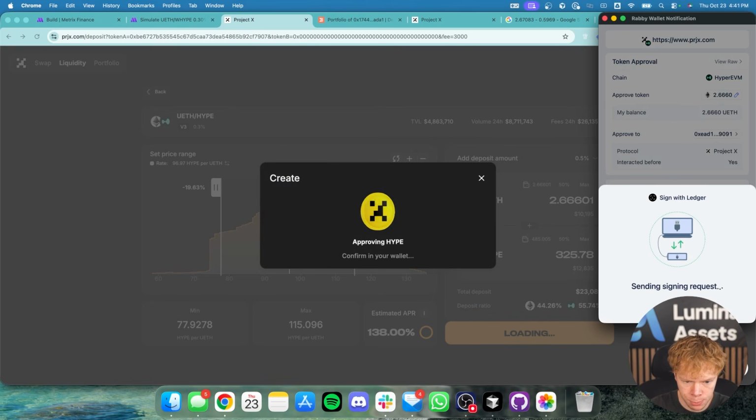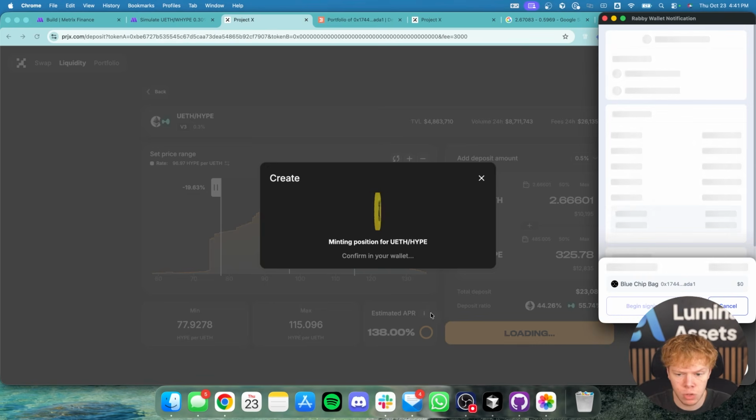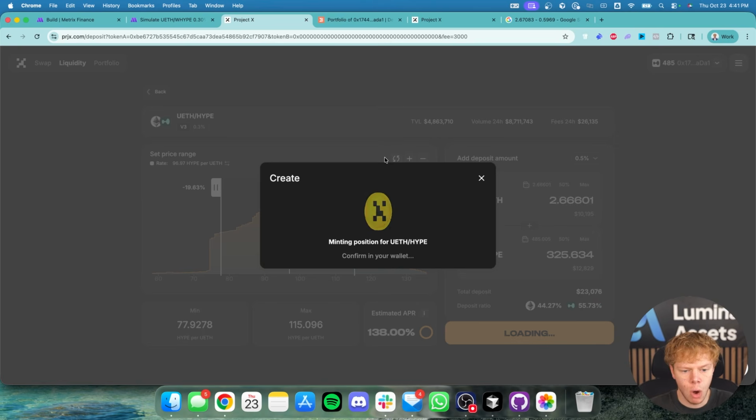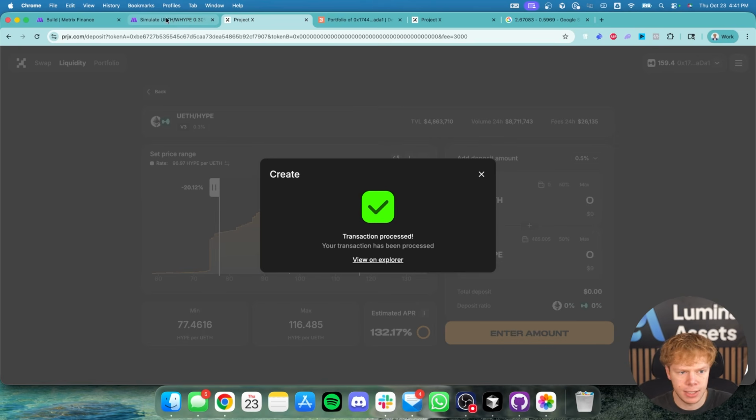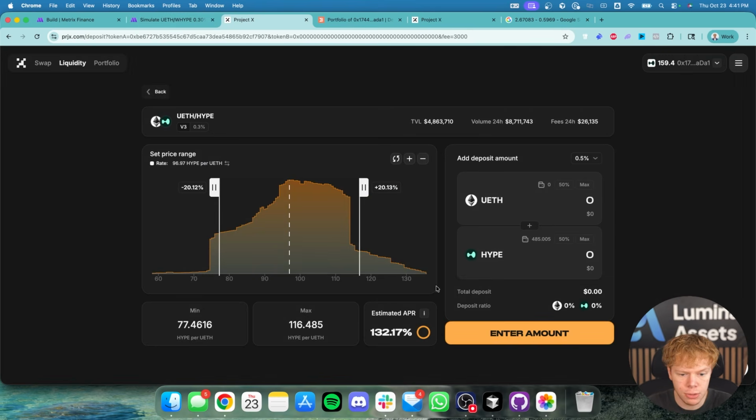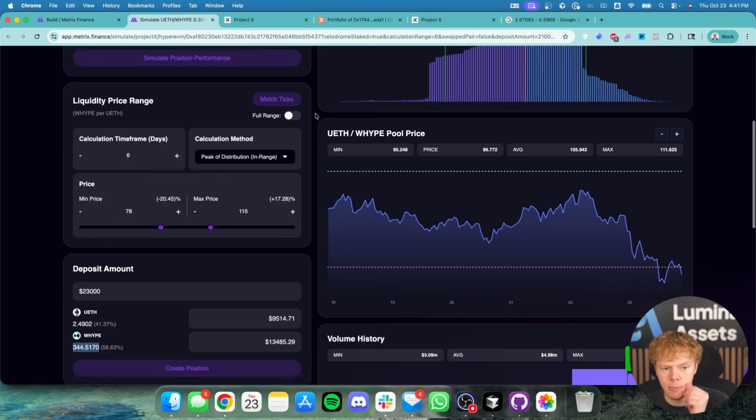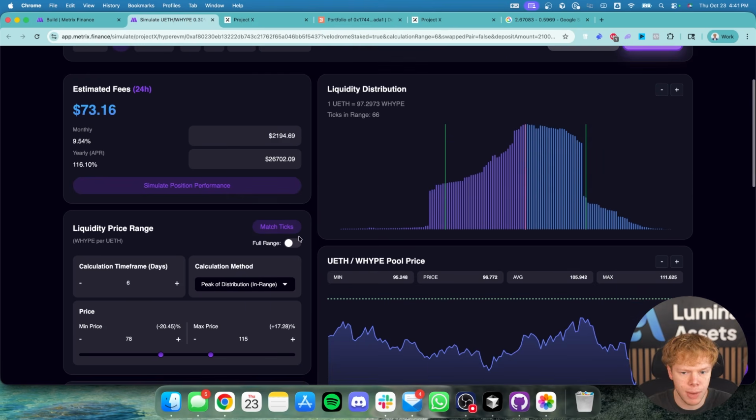Now, one thing I will say is Project X is estimated 138% APR. However, that APR is typically based on simply recent data. You always want to make sure that you are back testing using a tool like Metrics Finance, using a simulate tool, because this only uses recent fees. Metrics Finance has multiple calculation methods to truly ensure that the APR that you see on Metrics is accurate. And in this instance, it's estimating 116% compared to 132%.